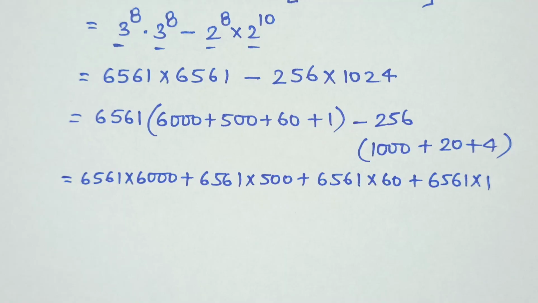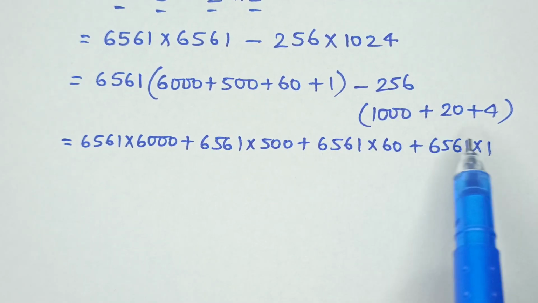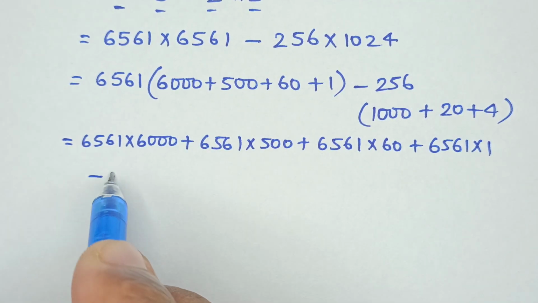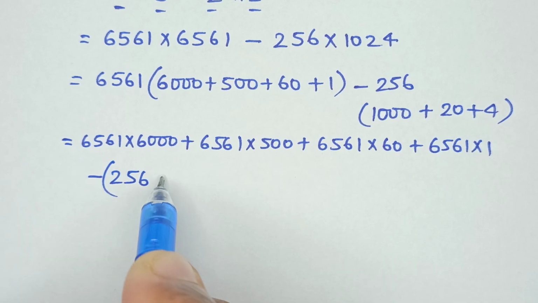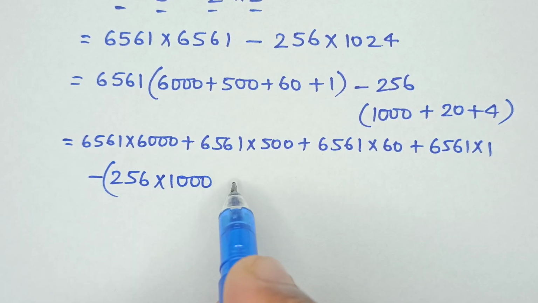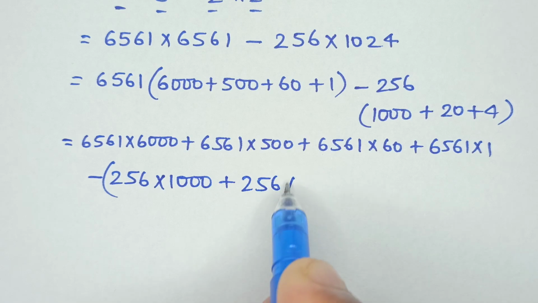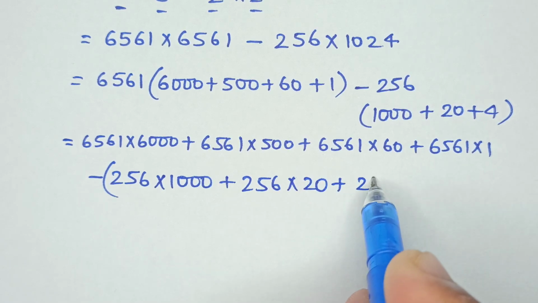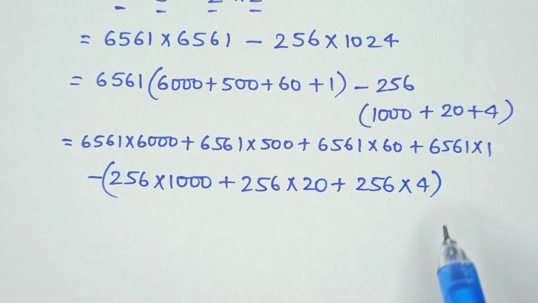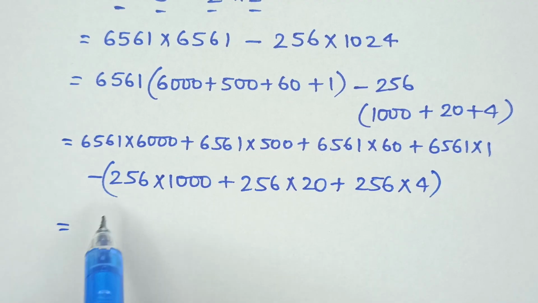So now what we can do is we can multiply this 256 in the inside part as well. So this would be minus of 256 multiplied by 1000 plus 256 multiplied by 20 and 256 multiplied by 4. Now let us substitute the values.